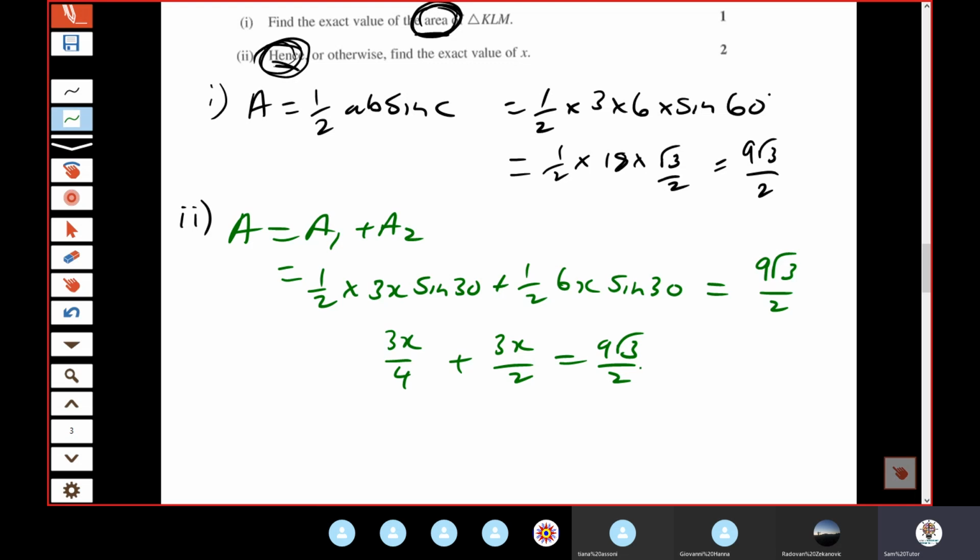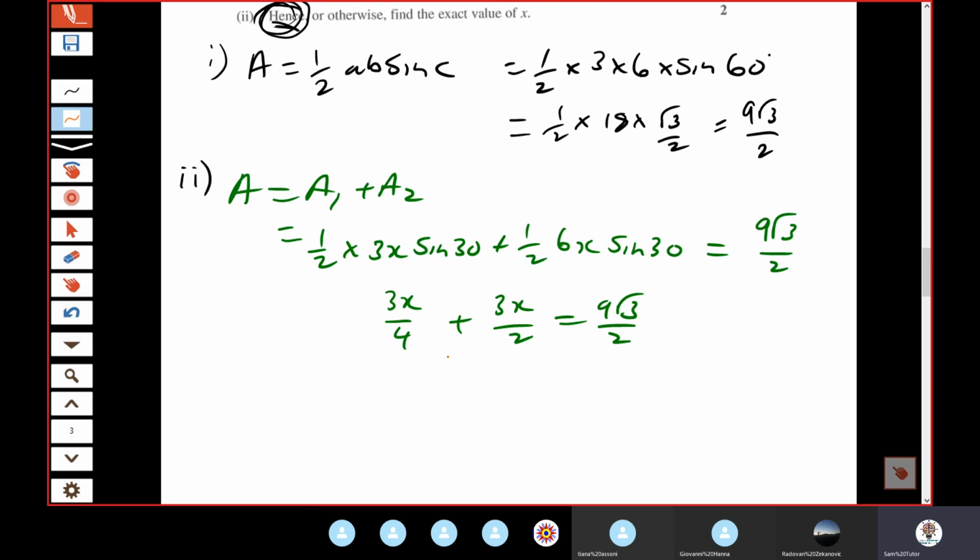So you can see how different your exam questions are to your textbooks. I can't keep saying it to you, but there you go. That thinking can only come as you do more and more of these. 3x/4 plus 3x on 2 is 9x on 4. 9 and 9 can cancel out, bring the 4 up, and then 4 and 2 cancel out, you've got a 2 on the top. Pretty much, me doing it very fast, you should get x equals 2 root 3.